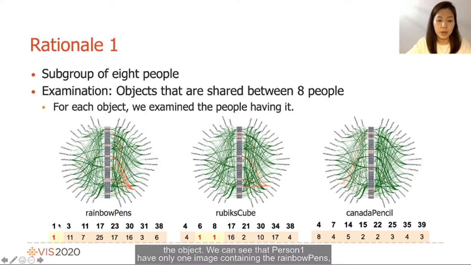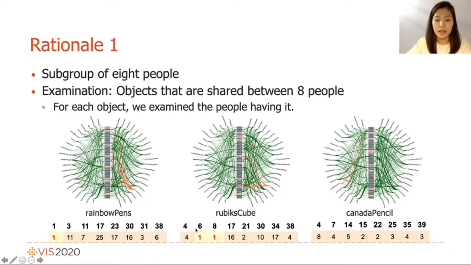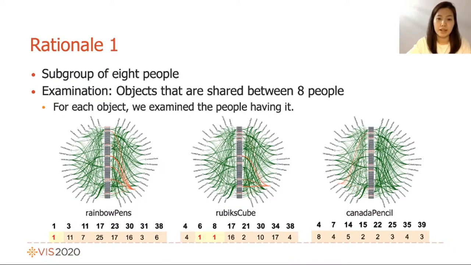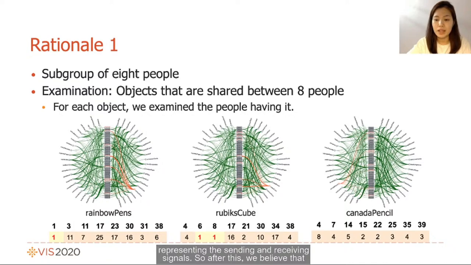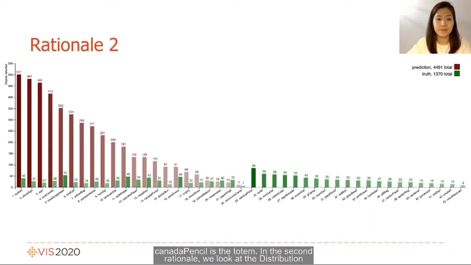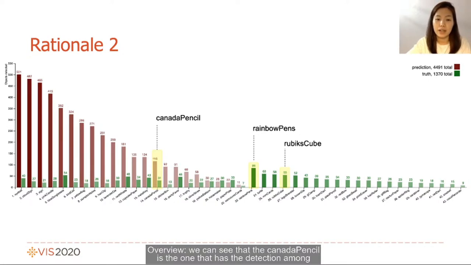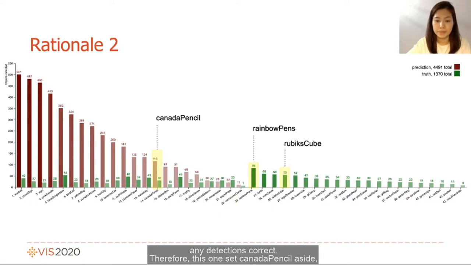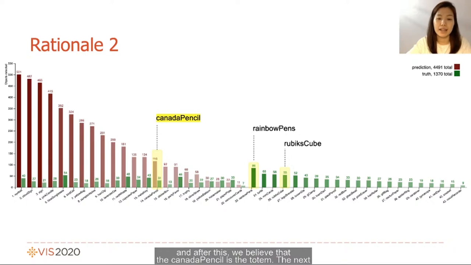We can see that person 1 has only one image containing the rainbow pens. Person 6 and 8 each have only one image containing the Rubik's cube. We argue that in order to use the totem, the person having it has to have at least 2 images representing the sending and receiving signals. So after this, we believe that Canada pencil is the totem. In the second rationale, we look at the distribution overview. We can see that the Canada pencil is the one that has the detection among all of the categories. However, the rainbow pens and Rubik's cube do not have any correct detections. Therefore, we set these aside, and after this, we believe that the Canada pencil is the totem.